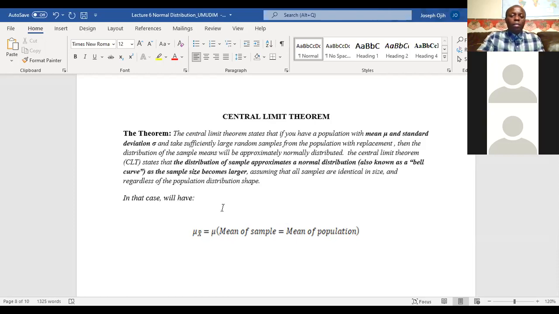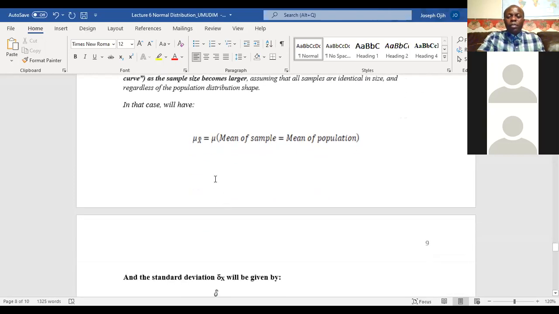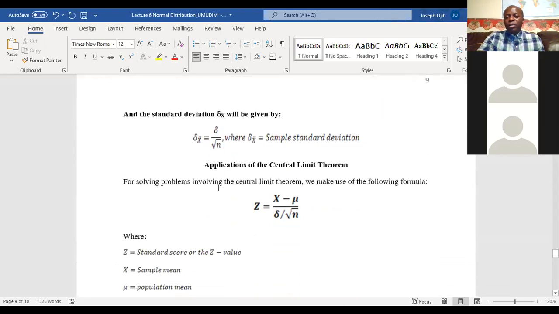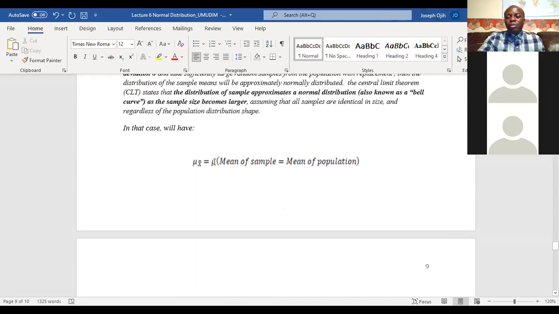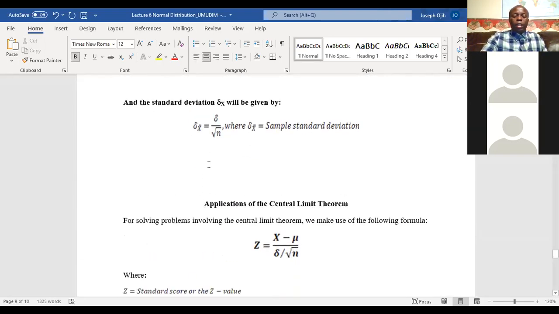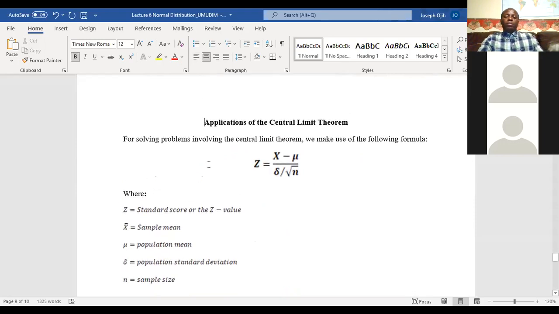So in that case, we now introduce two things. The sample mean will become equal to the population mean. There's a way of showing this, but at this level, you don't need that. And then the standard deviation will be equal to the standard error, which is standard deviation divided by root n, where n is the new addition, which is the sample size. So as the sample size increases, this will take place. Now let's see how we can apply this in solving normal distribution probability problems.